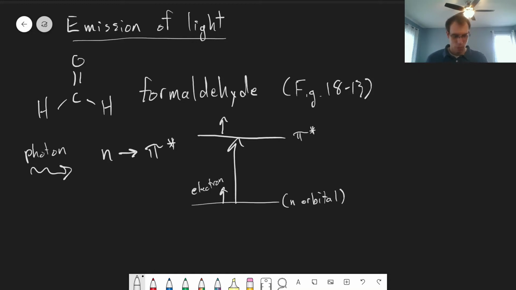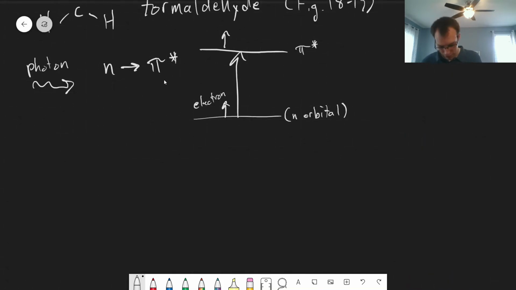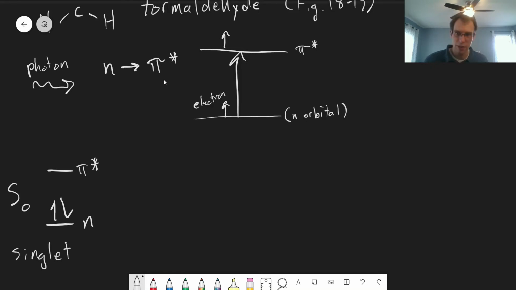We call the initial state we start in, where we have two paired electrons in this N orbital, and we have our pi star orbital up here, and there's no electrons there, the S0 state. S meaning singlet, meaning the electrons are paired, and the 0 just indicating that this is a ground state. Now when the photon comes in and we get absorption, one of these electrons is going to move up to the pi star.